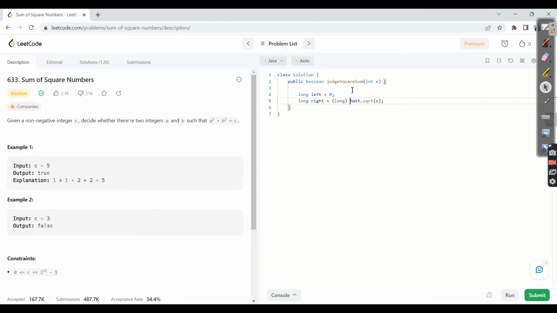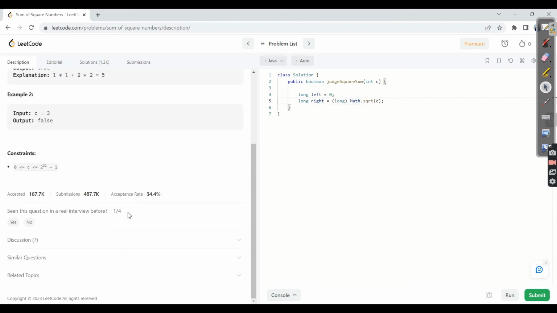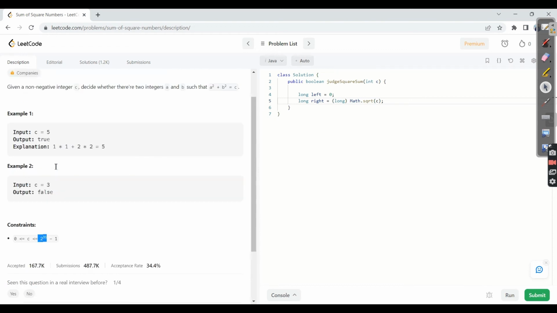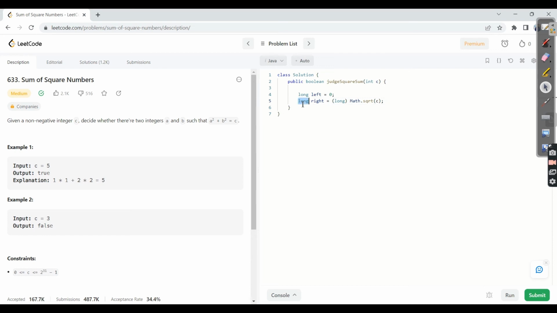Why I'm taking long? The reason here is the constraint saying C may go up to 2 to the power of 31 minus 1. So basically, if you don't take long and if you go with the integer, you will get overflow exception. I mean, it will go out of the integer range. So that's why it needs to be long.